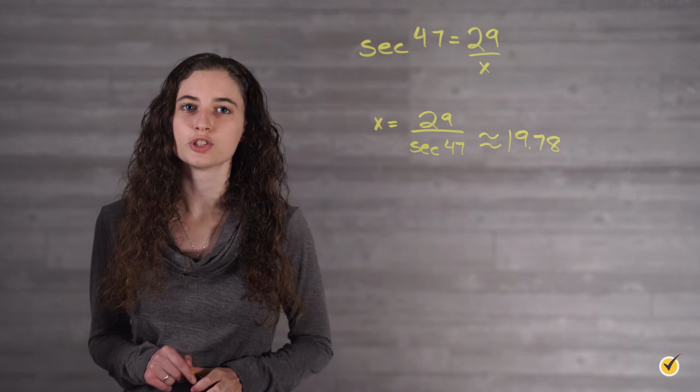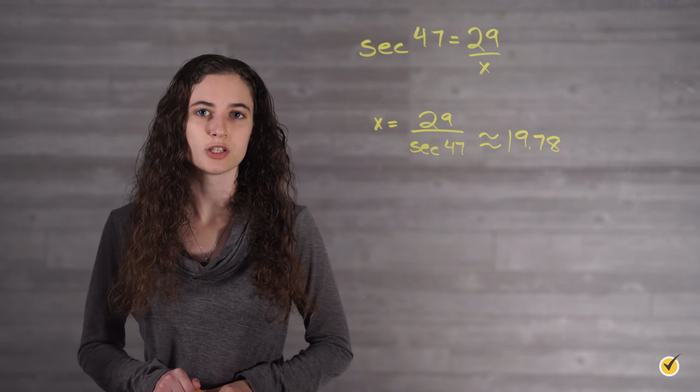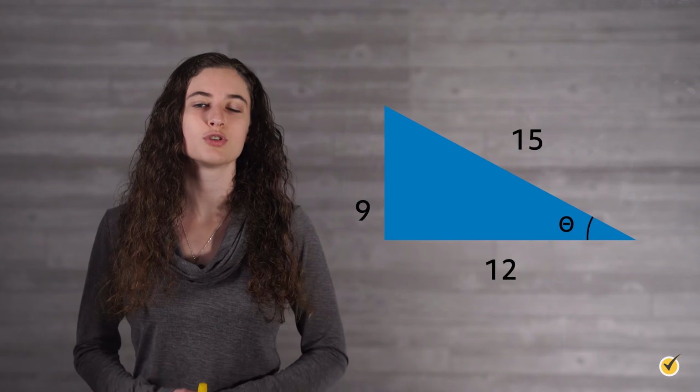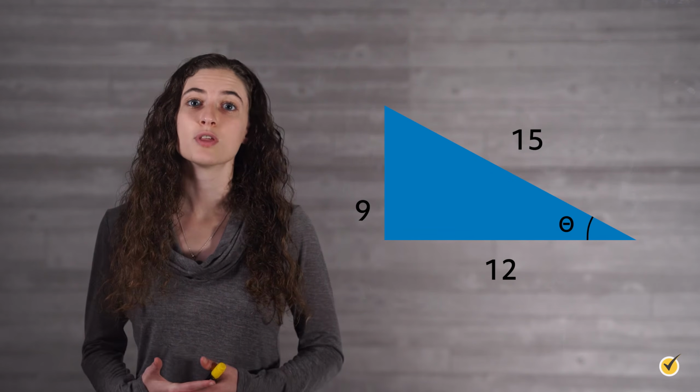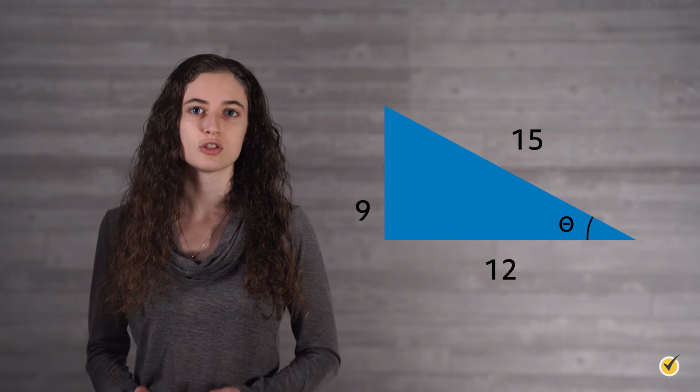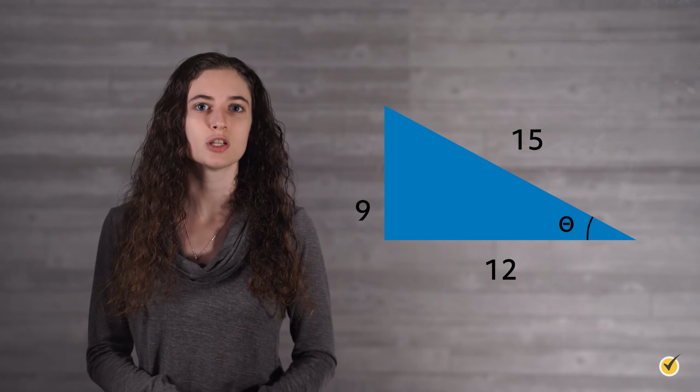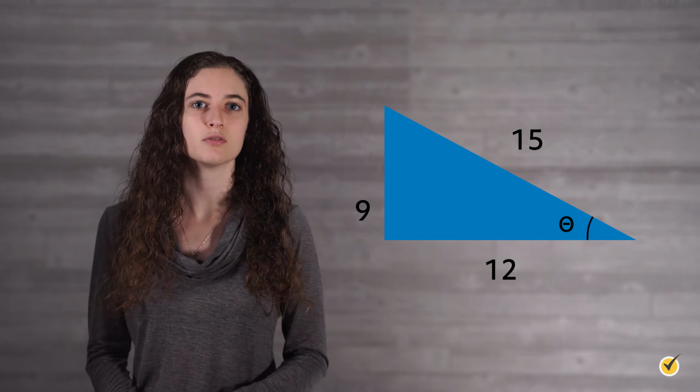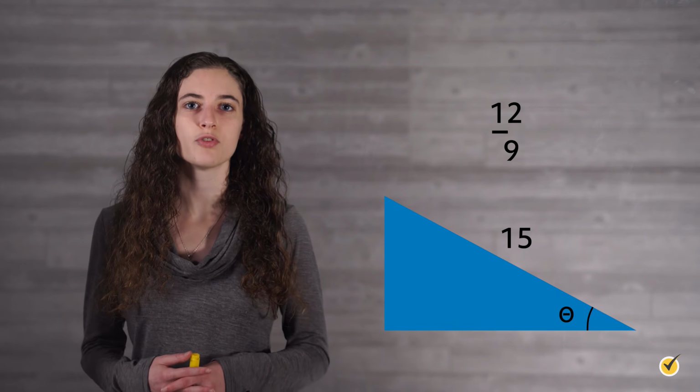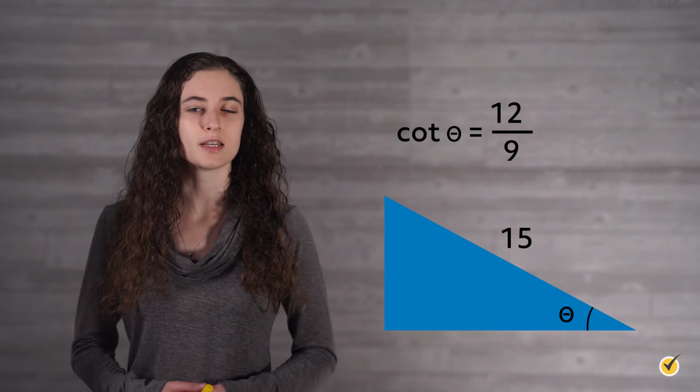We have one more reciprocal function to cover, and that is the reciprocal of tangent, which is cotangent. Cotangent is 1 over tangent, or the ratio of a triangle's adjacent over its opposite. Using the things we have learned from our examples on cosecant and secant, I want to try another one, this time using cotangent. Given this triangle, what is the cotangent of theta? We know that the tangent is opposite over adjacent, so since cotangent is the reciprocal of tangent, it must be the adjacent over opposite. This gives us the ratio 12 over 9, so the cotangent of theta is 12 over 9.